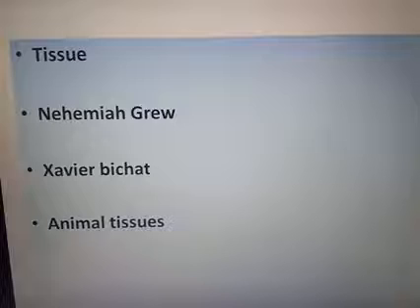Histology is a branch of biology that deals with the study of tissues. So in this chapter we are discussing different types of animal tissues. Animal tissues can be broadly classified into four types on the basis of their structure and functions: epithelial tissue, connective tissue, muscular tissue and nervous tissue.